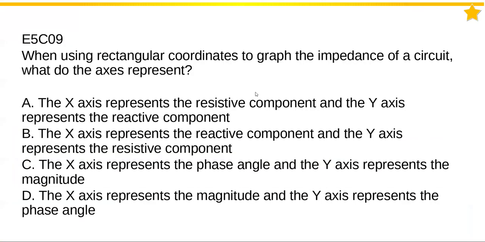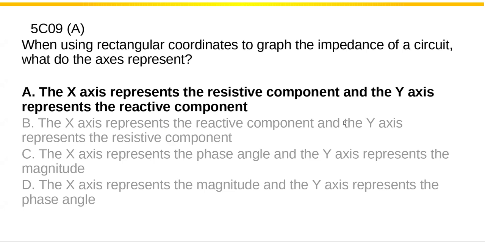When using rectangular coordinates to graph the impedance of a circuit, what do the axes represent? So we're going to plot impedance. Impedance is resistance plus reactance, right? X-axis this way. Must be Italian, so I just talk with my hands now. Alpha sounds good. Real on the horizontal, imaginary on the vertical.